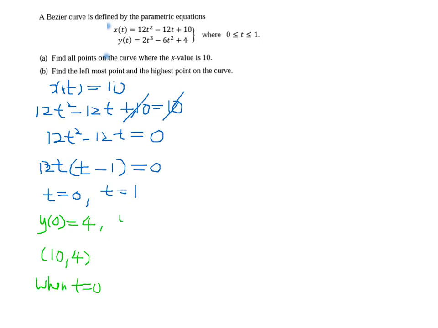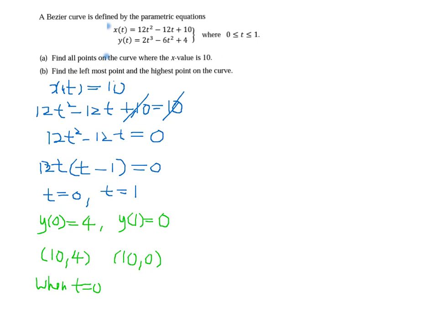Another situation is y(1), because we just calculated this, right? If you calculate this, you should get 0. And so the point we're talking about has coordinates 10 and 0. And incidentally, this is actually the starting point, because this is when t is 0, and this is the terminal point or the end point, because this is when t equals 1.